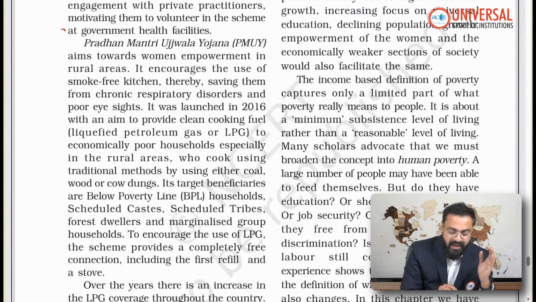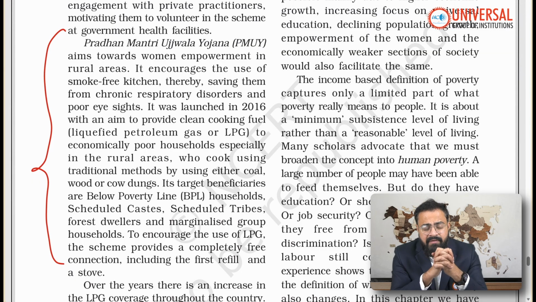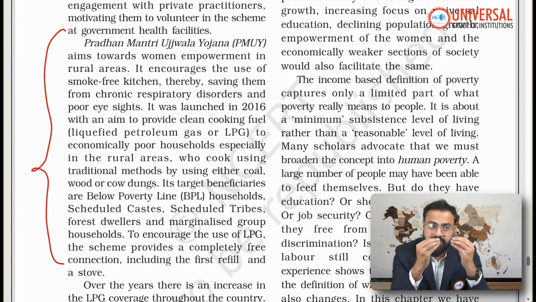Then comes the Pradhan Mantri Ujjwala Yojana. Think about the multidimensional poverty index. There we had one important indicator called the standard of living. Within the standard of living, we had a sub-indicator called cooking fuel. We know very clearly that in rural or urban poor households, they are not using LPG. They are relying on wood and cow dung cakes, which are not healthy.